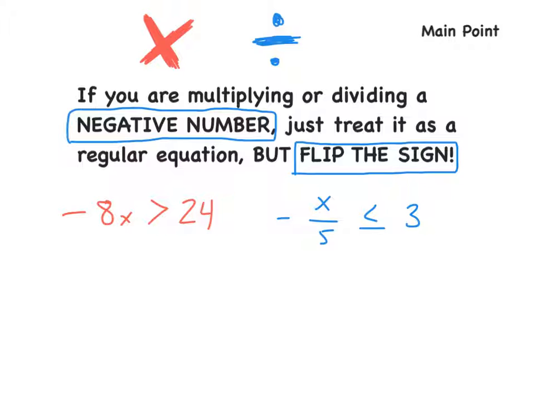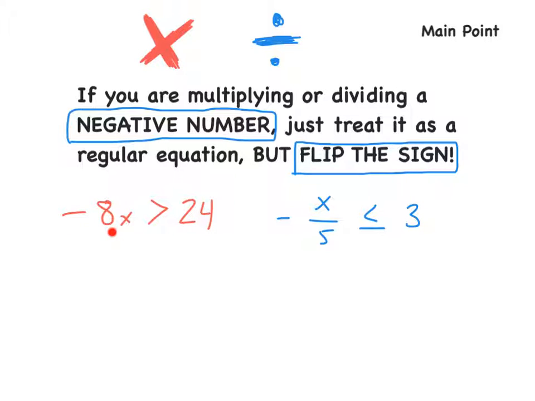So, please pay attention. If you're multiplying or dividing by a negative number, treat it as a regular equation like usual, but you must flip the sign. You must flip the inequality sign. If you have multiplying or dividing by a negative number, flip the sign. So, for example, we have negative 8x is greater than 24.